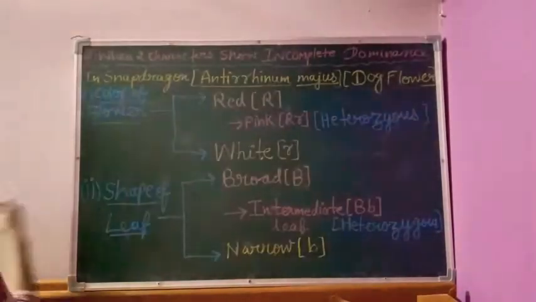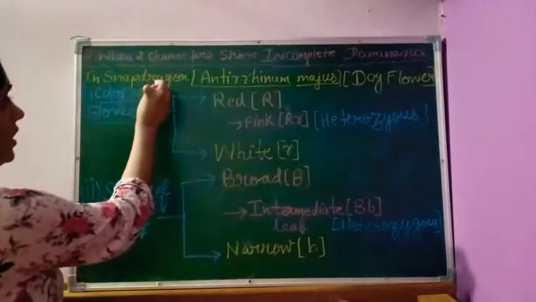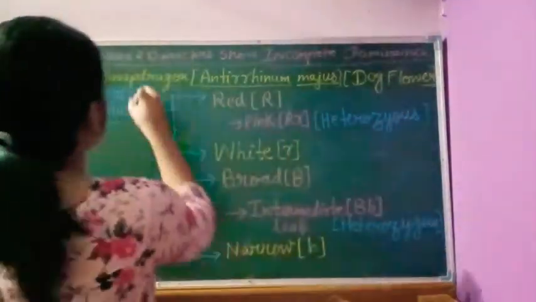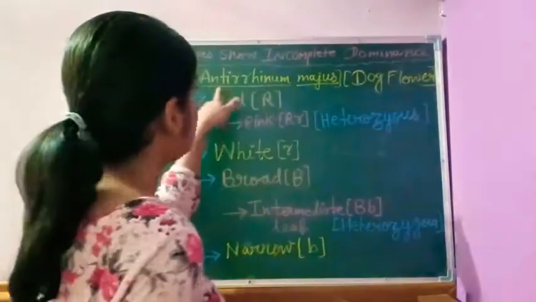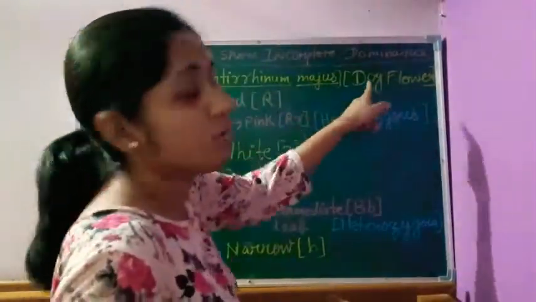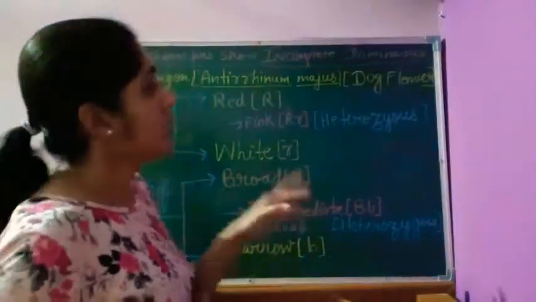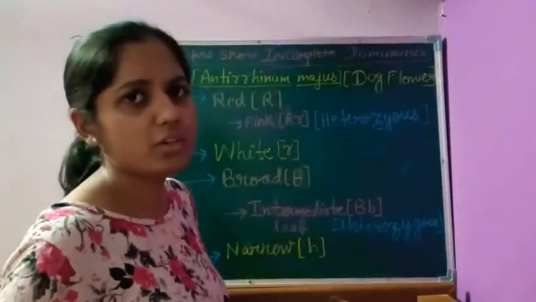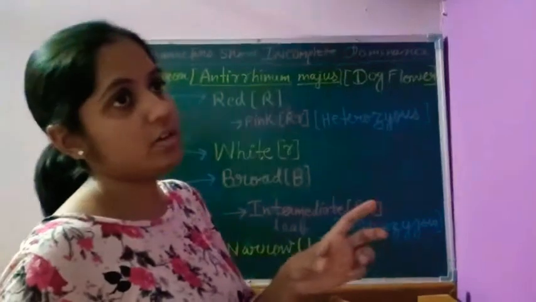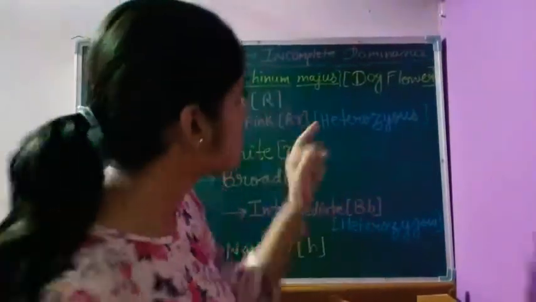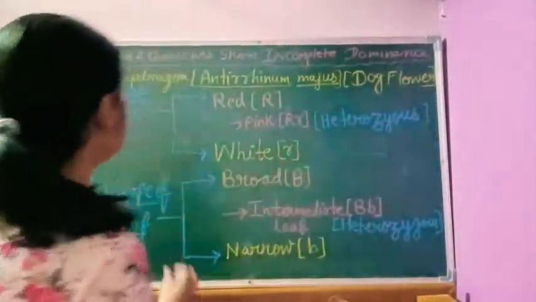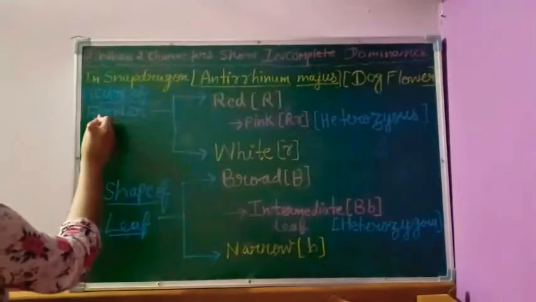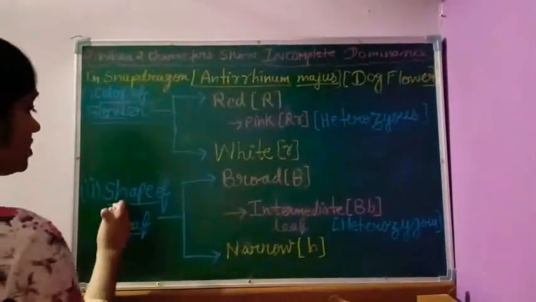It was discovered in snapdragon, Antirrhinum. Its botanical name is Antirrhinum majus, and it is also known as the dog flower because of the flower shape. It looks like the face of a dog. The two characters in this are first the color of flower, and second the shape of leaf.